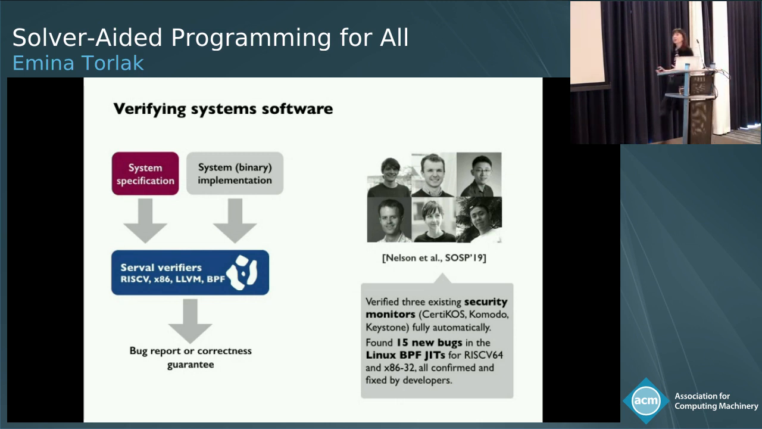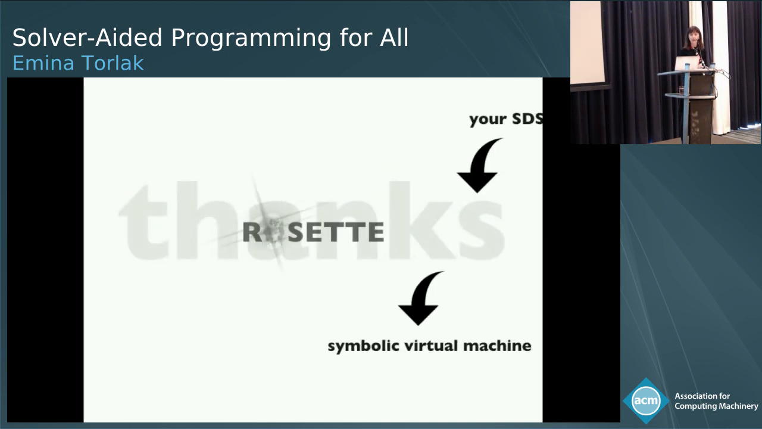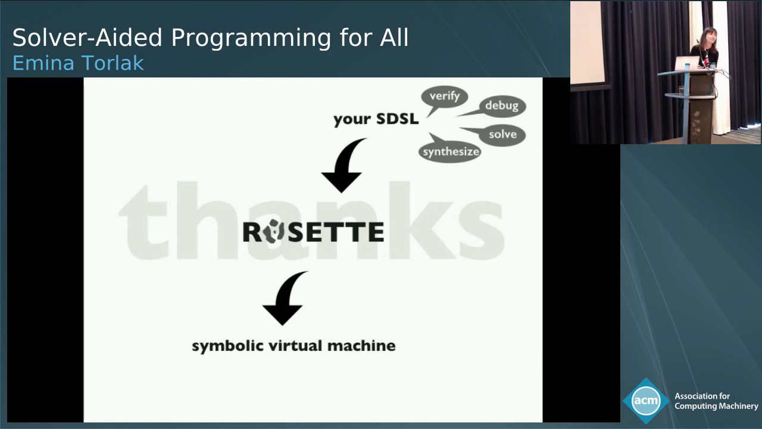If there are any bugs in this compiler, this is very bad news. You can actually exploit them, you can make security exploits out of them. So what we actually did is we found 50 new bugs in the Linux BPF JIT compilers to x86-32 and RISC-V. All of them were acknowledged by Linux developers and fixed. And some of these fixes were done by us, so we just submitted the patches and they were accepted. And that is it. I would be happy to take any questions now.